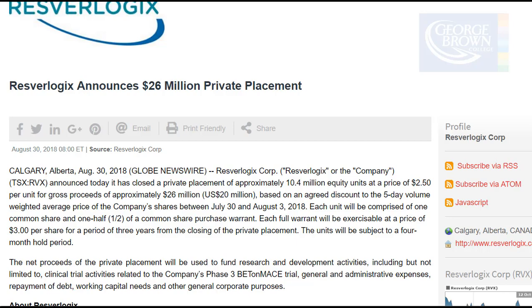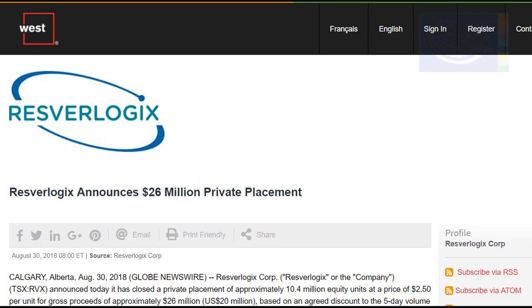And the units will be subject to a 4-month holding period, so you can't sell them right away. And then they're telling you the net proceeds of the private placement will be used to fund R&D, research and development activities. Okay, so that's just a quick example that I Googled and found of a private placement in Canada back in August, which shows the concept that because the securities offered in a private placement do not trade, the investors are willing to pay less than for the publicly traded shares.